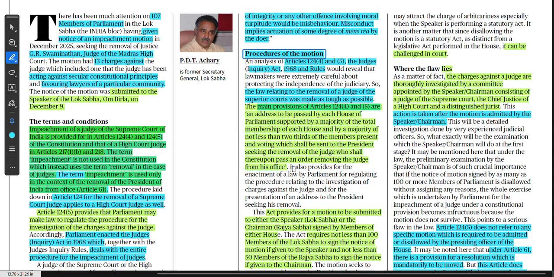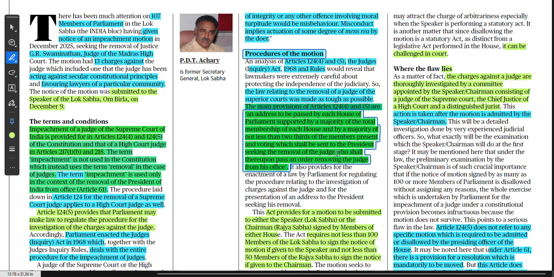I know that you are not able to understand, so let me make it simple. This much we need to understand very well. So what it is saying is that an address is to be passed by each House of Parliament, supported by a majority of the total membership of each House and by a majority of not less than two-thirds of the members present and voting, which shall be sent to the President seeking the removal of the judge, who shall thereupon pass an order removing the judge.